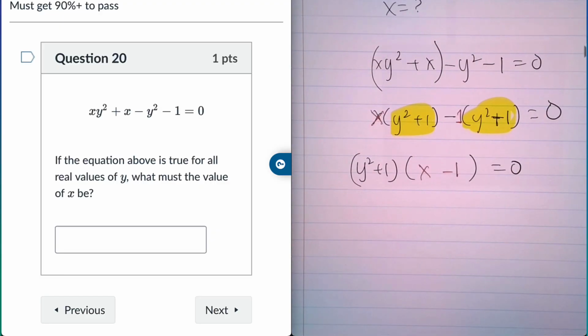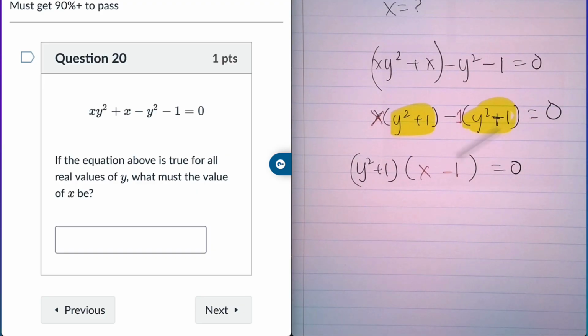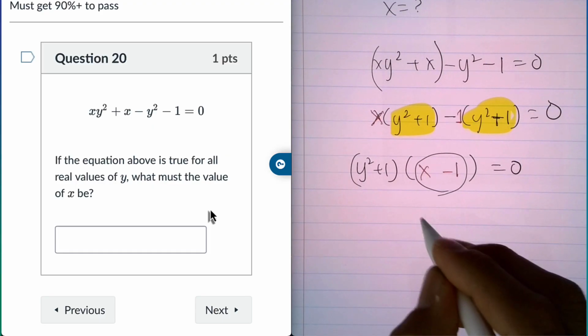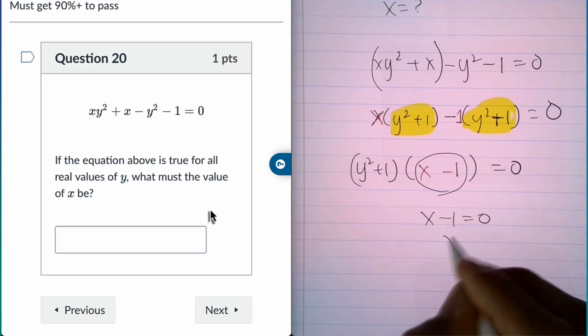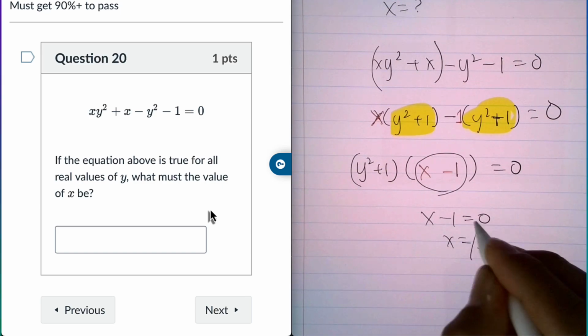Now you may wonder, can I solve for y here? First of all, they didn't ask for y, so we don't have to worry about that. We need to find the x, and by zero product property, x minus 1 equal to 0, then x has to be 1. So the correct answer should be 1.